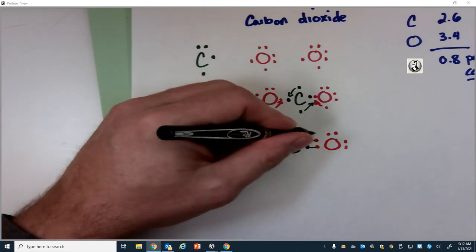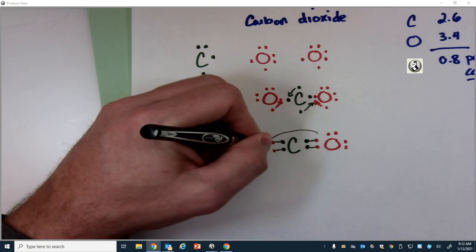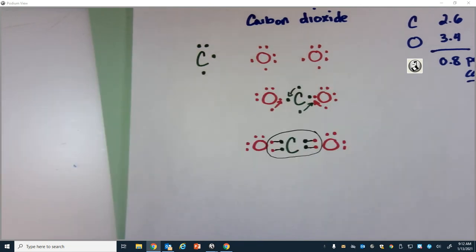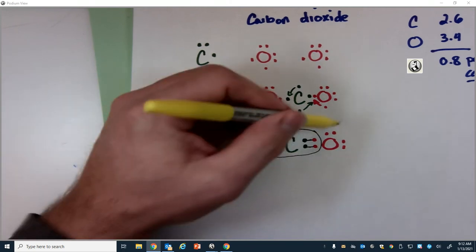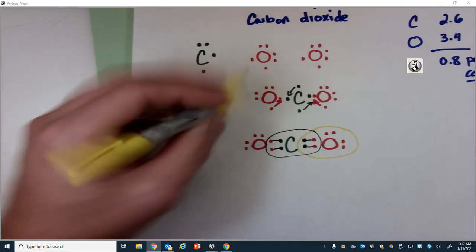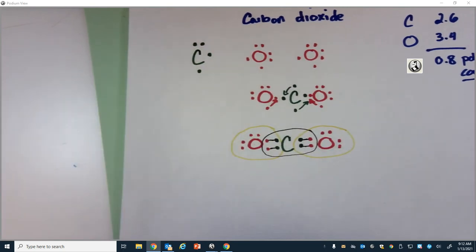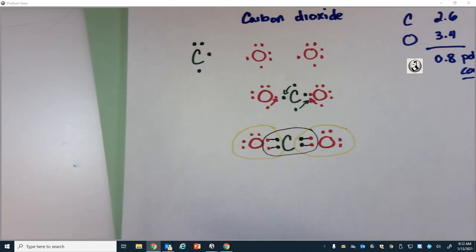So if you just draw your Venn diagrams like you did back in the day for whatever class, this carbon now has 8. And if I do it in a different color over here, this oxygen has 8, and this oxygen over here has 8. Now I'm going to draw the diagram again because we don't draw the circles around these. So I just want to make sure that we're good to go with this.